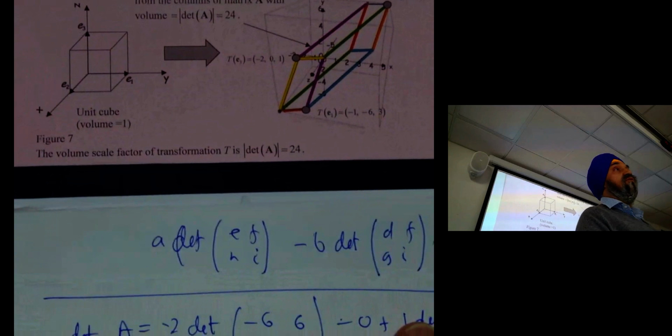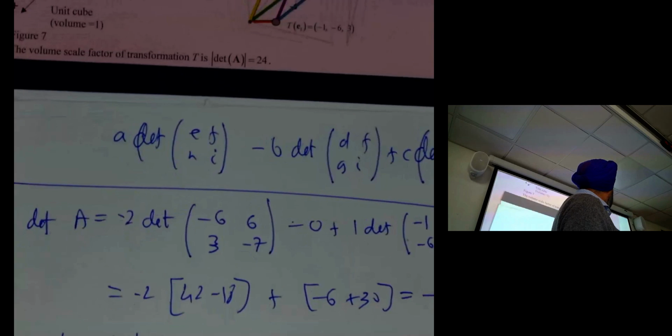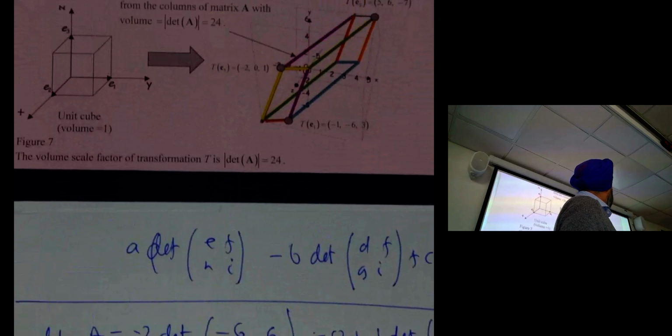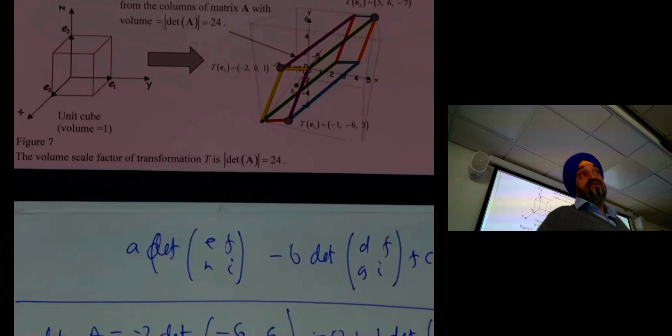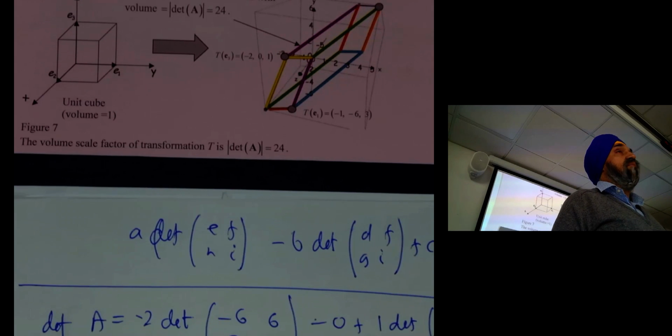What do you think the minus 24 means? We've got an answer of minus 24. Remember, look, there's minus 24. We know what 24 means: the volume is increased by that. If it was 1 over 24, it would have been decreased, clearly. What do you think the minus signifies here?